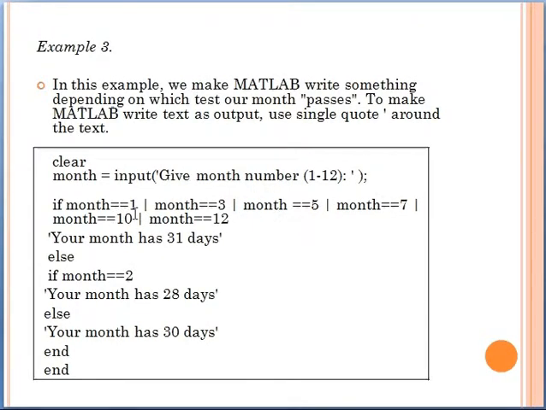If the input is any of these numbers, that is 1, 3, 5, 7, 10 or 12, then the output must be your month has 31 days. Else if the input is 2, the output should be your month has 28 days. Else, your month has 30 days. In this else, all the cases except these will come, that is 4, 6, 8, 9 and 11.